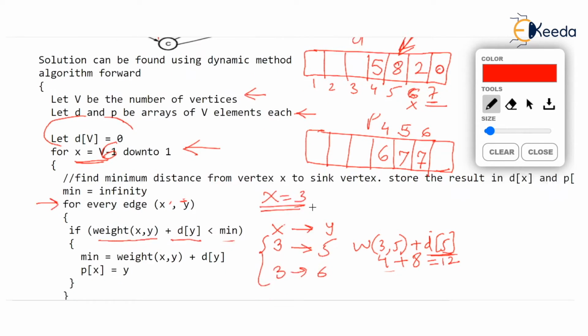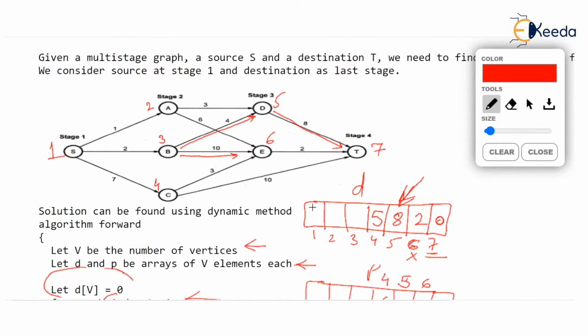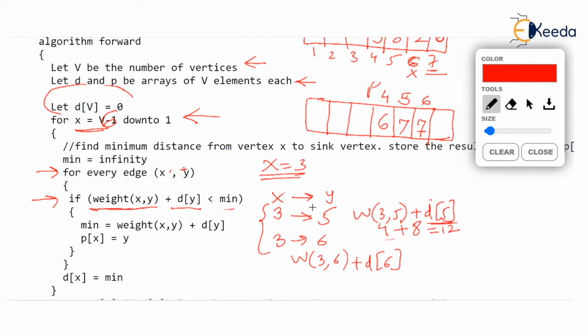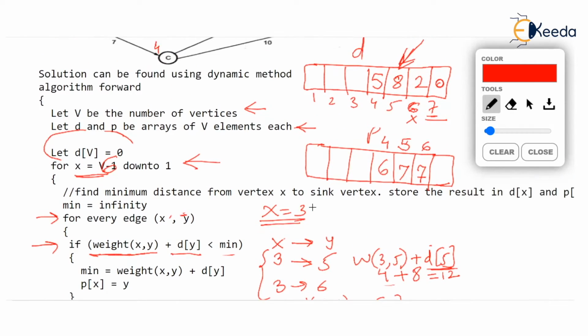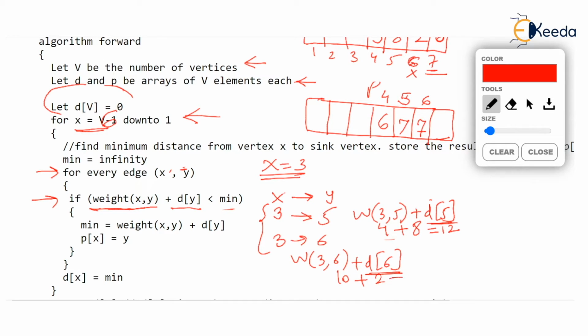And what about 3 to 6? Now 3 to 6, we are again going to consider this if condition: what is the weight of 3 to 6 plus d6, and check the example. The weight from 3 to 6 is 10, isn't it? 10. Now this 10 is added to d6, but we don't have to find out the best value of d6 because d6 has been found in the earlier pass. Remember, d6 has been found, which is 2 here. So this 10 is simply added to 2, and the best distance we get is 12.